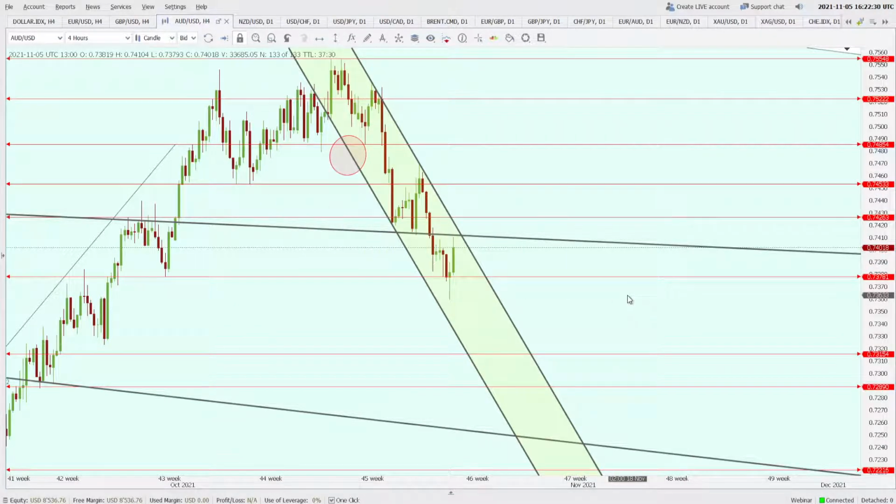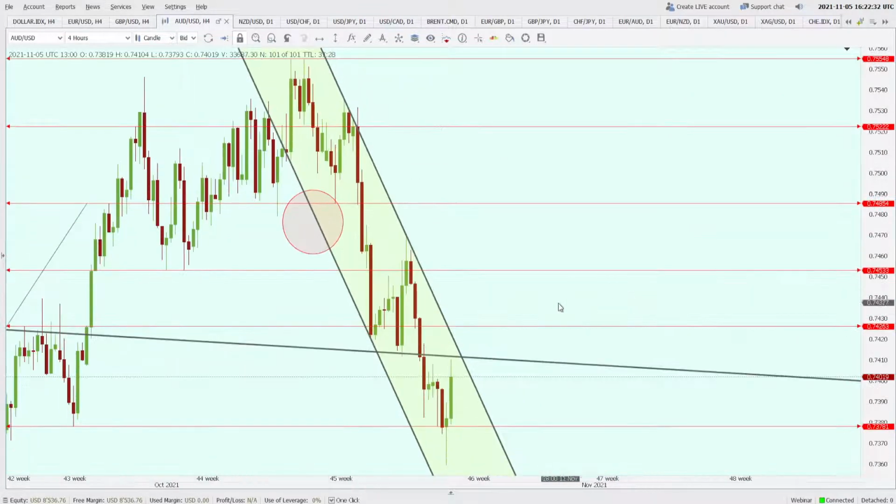On the contrary, if we want higher markets, then we need a closing above 0.7426, which is the immediate resistance for the price.